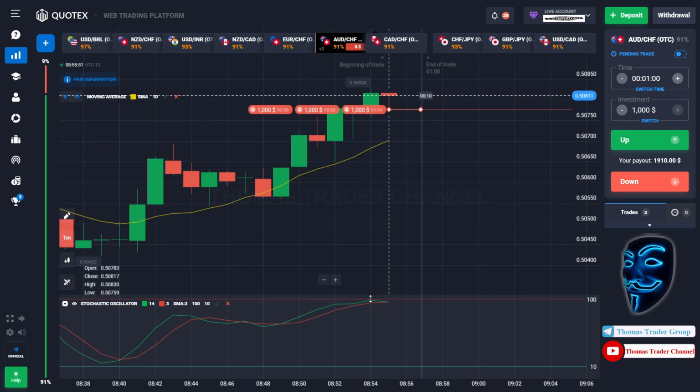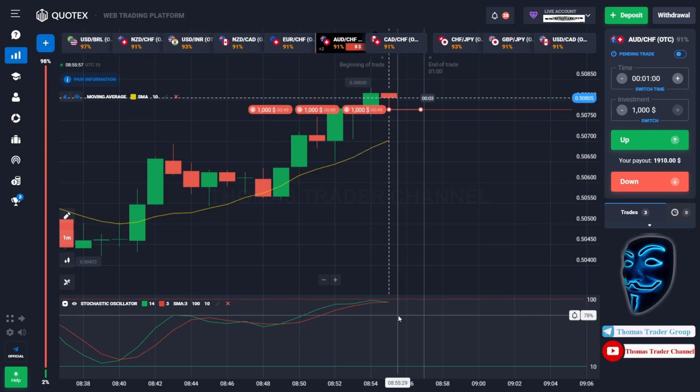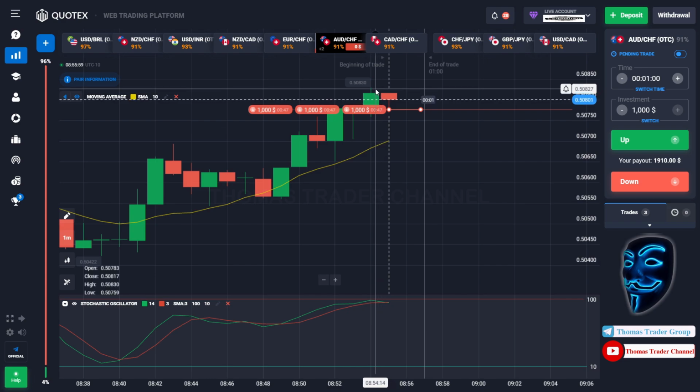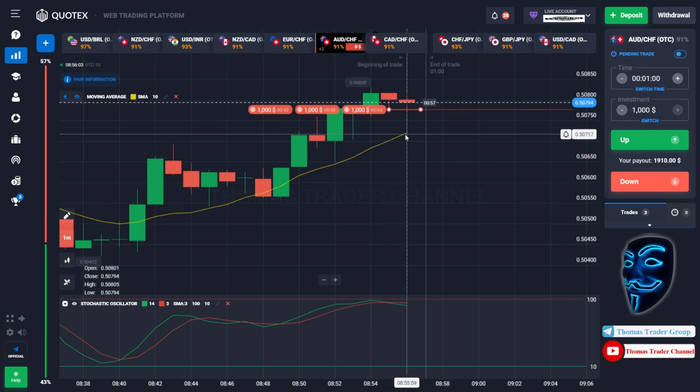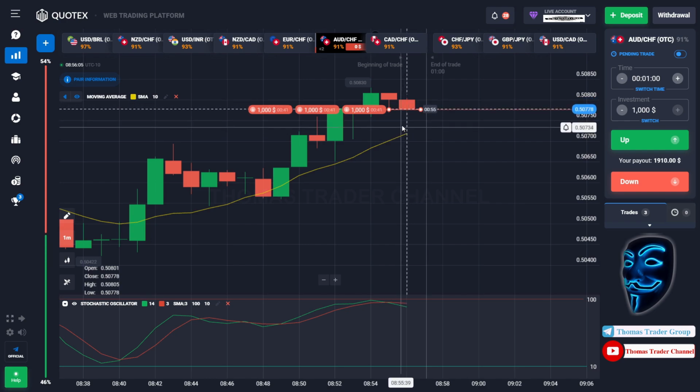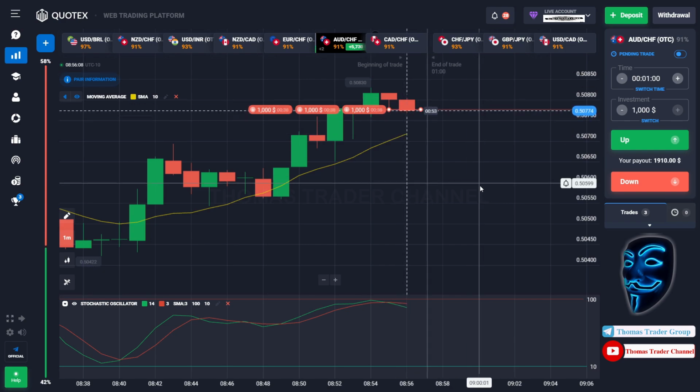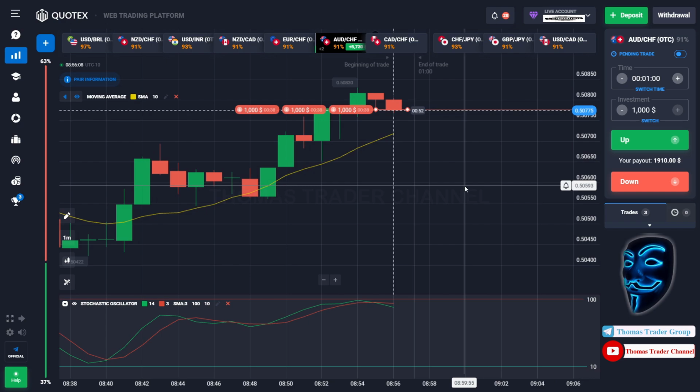Like what I've said before, when the market has the overbought area, the market will make a rebound. And the market will make a correction to the moving average line before it continues the bullish trend. Let's prove it and let's wait till the end of our trade.